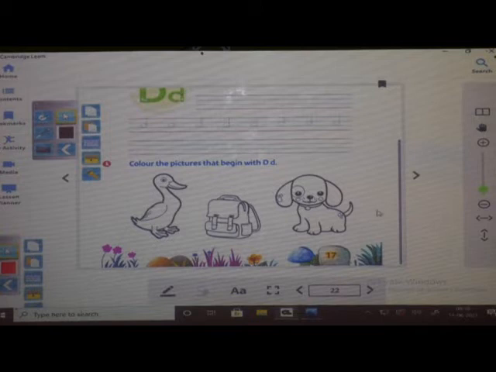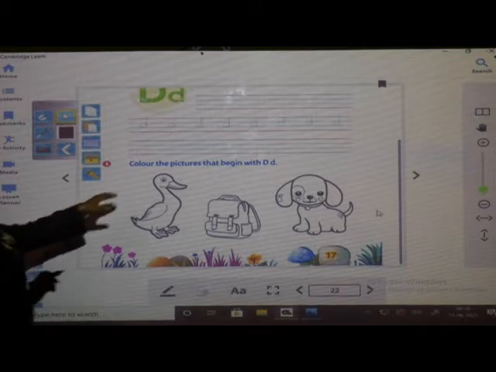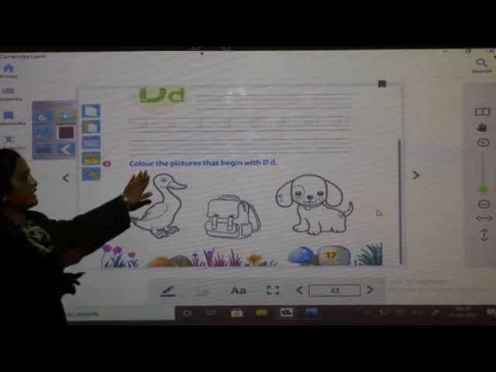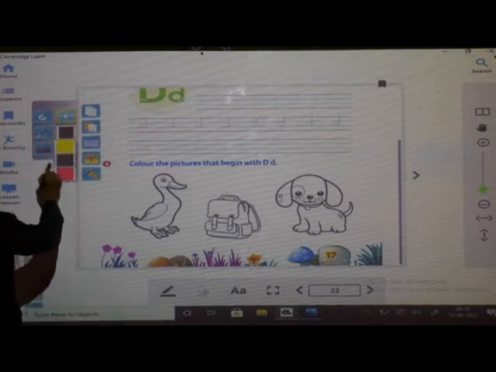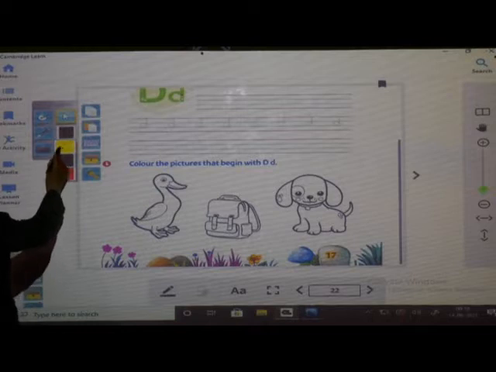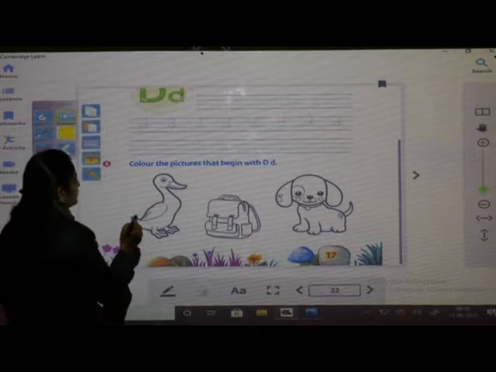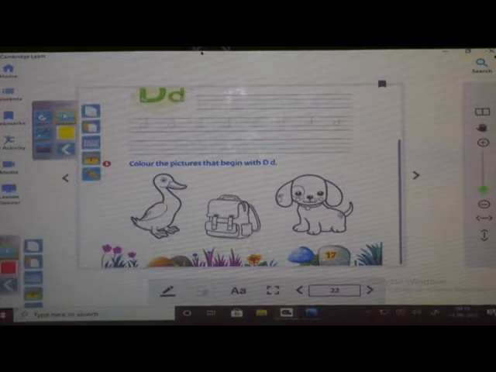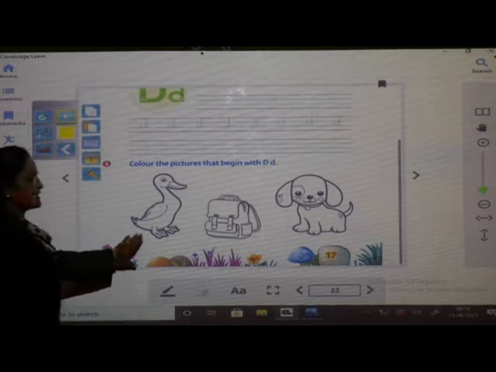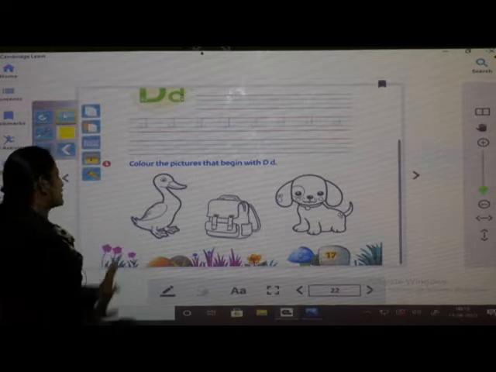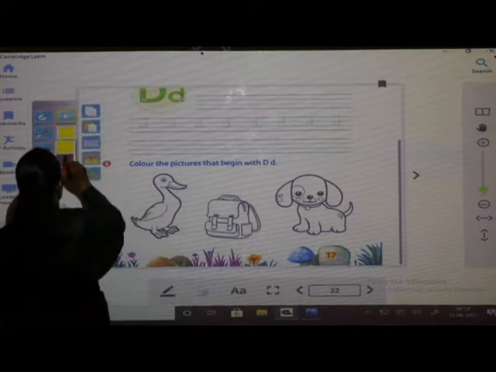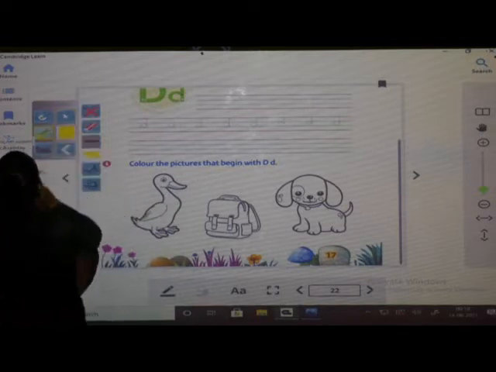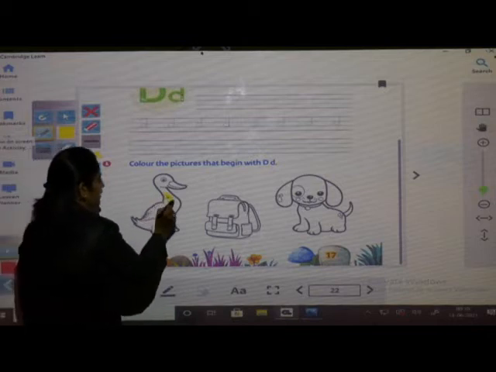What is given here below? Color the picture that begins with letter D. So you have to color the picture that begins with letter D. So you can use crayons for coloring. Tell me which picture is this? Yes, children? It's a duck. Very good. So we have to color this duck. Okay? You have to color this duck.